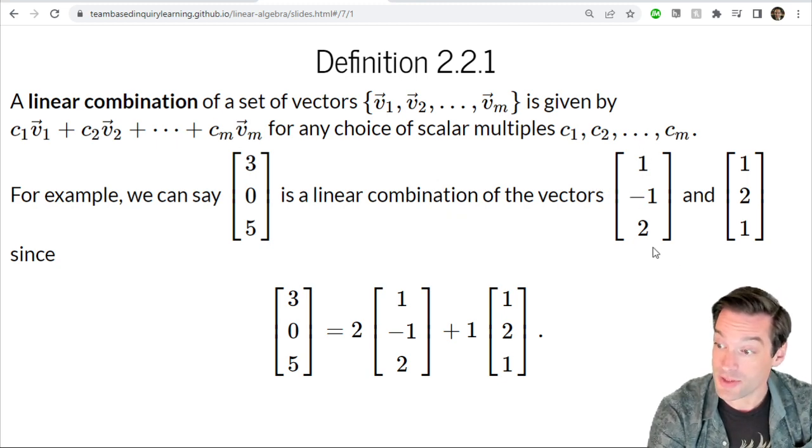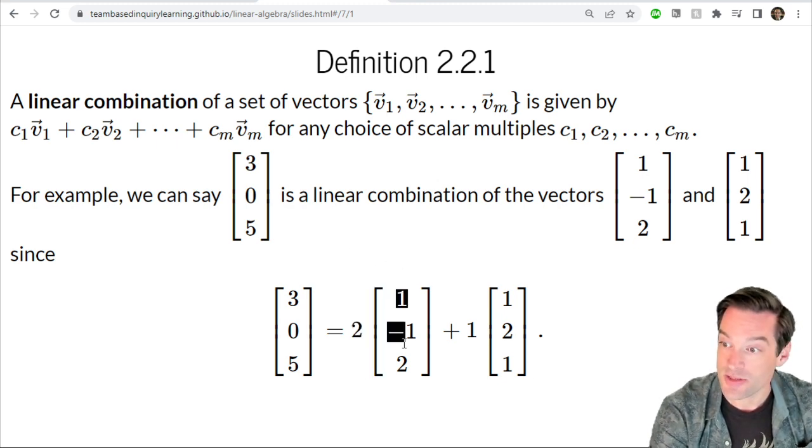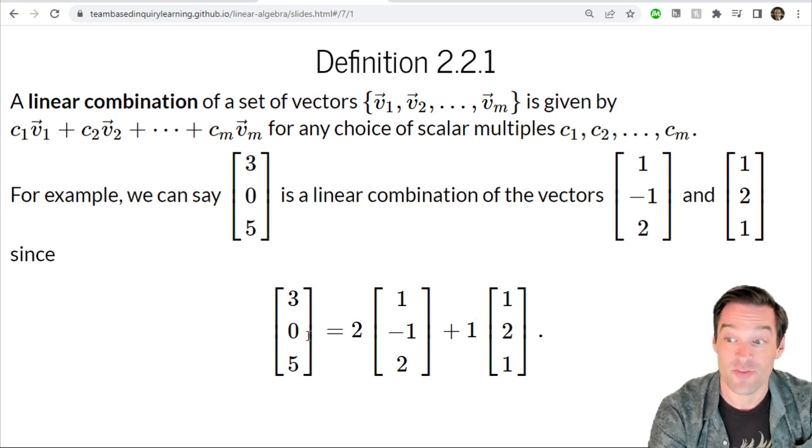So the example that's here I think helps to clarify that there is a linear combination of the vector 1, negative 1, 2 and the vector 1, 2, 1 that adds up to the vector 3, 0, 5. And specifically, that linear combination is 2 times the first vector added to 1 times the second vector is going to give me 3, 0, 5.